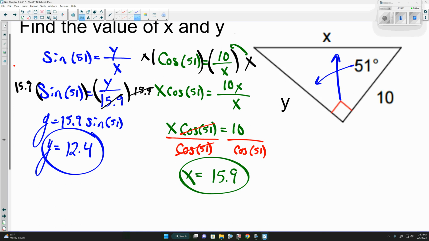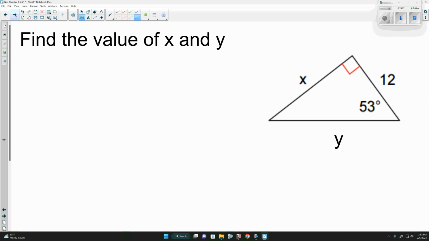Will sine or cosine for our right triangles have a value greater than 1? For a right triangle, will sine's value of a given angle be greater than 1? Because sine of a given angle is what? The opposite side over the hypotenuse. The hypotenuse is always the biggest side.